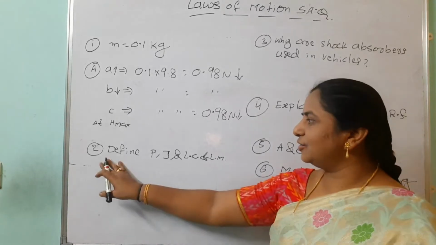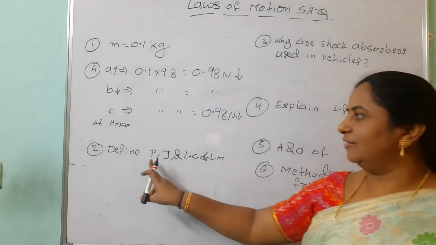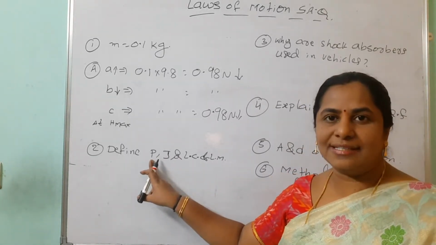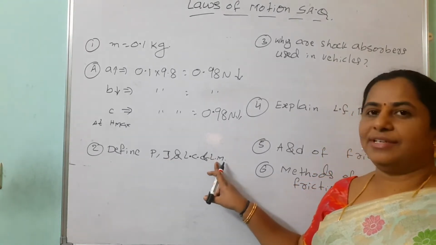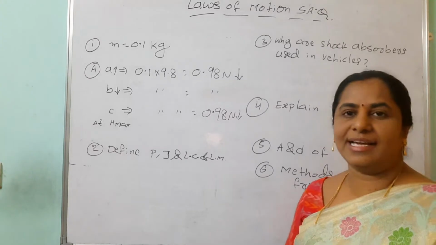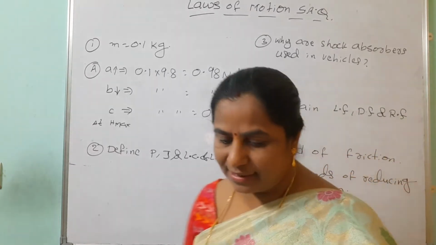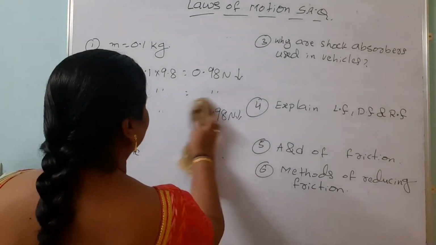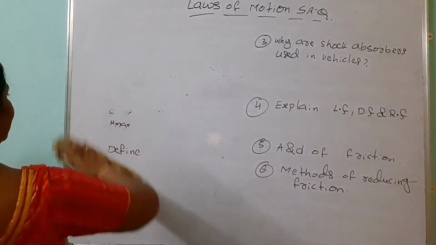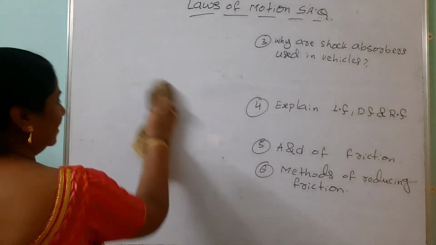Then our second short answer question is, define momentum. What is the momentum? What is the impulse? And the law of conservation of linear momentum along with examples. It's a very important answer. What is the momentum? Simply you can say that the product of mass and velocity is called the momentum.